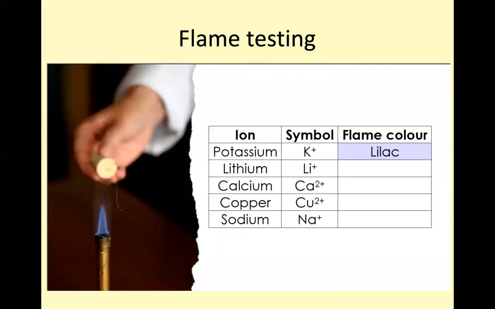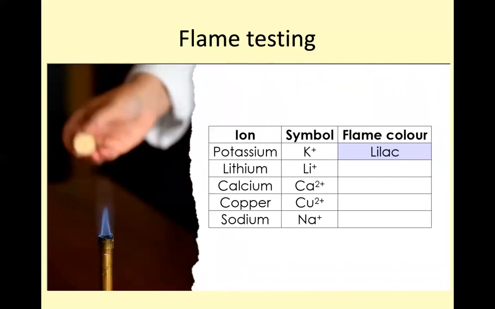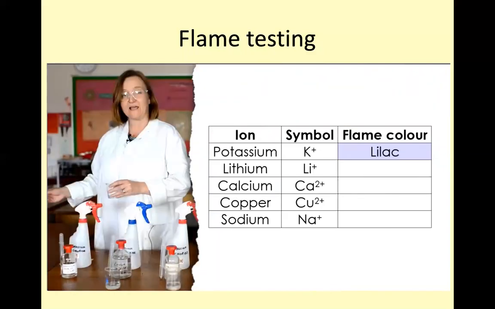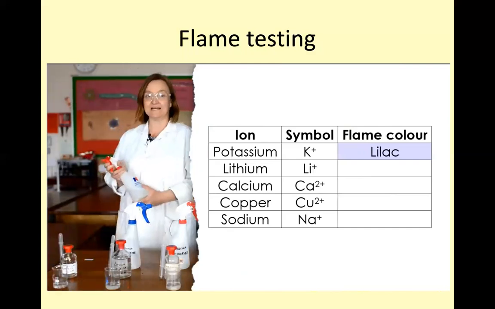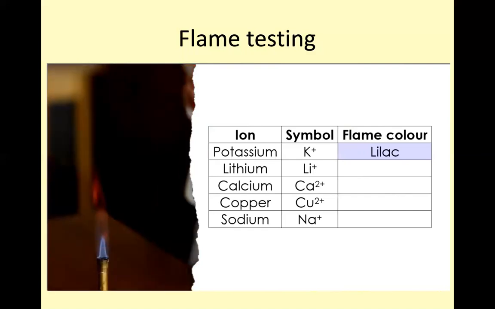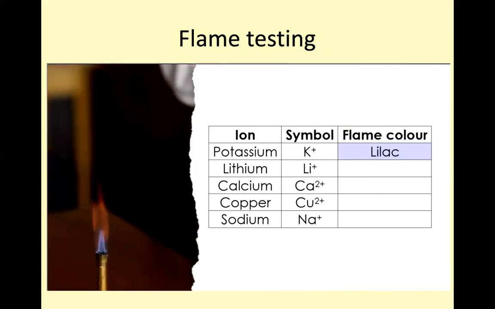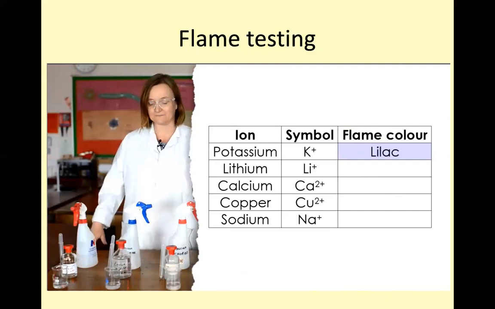Now, you may, in class, have actually looked at this flame through a piece of blue glass. This actually gets rid of the orange colour in the flame and makes the purple easier to see. Let's see if we can see the colour any more clearly if I use the spray. Maybe not that much, but what you're looking for in an answer is that the potassium gives you a lilac flame in the flame test.